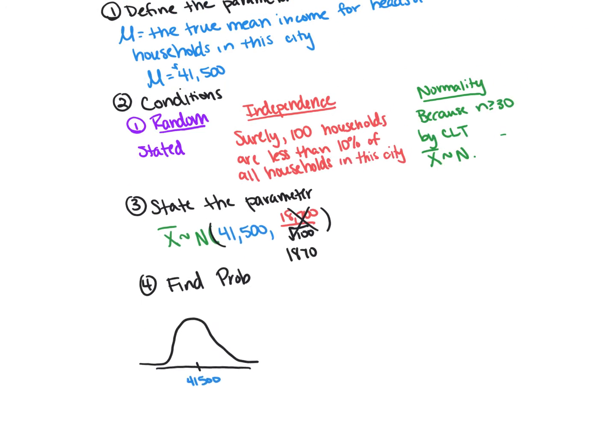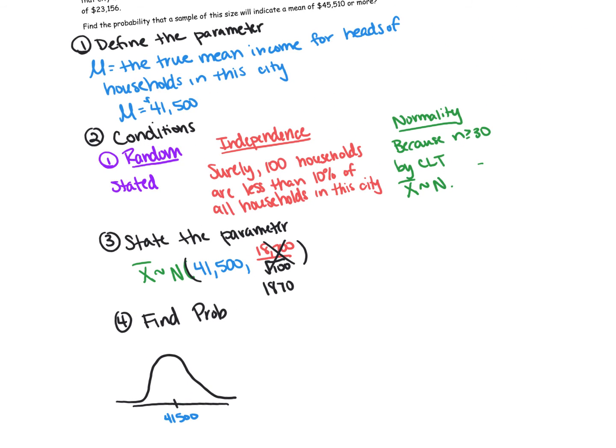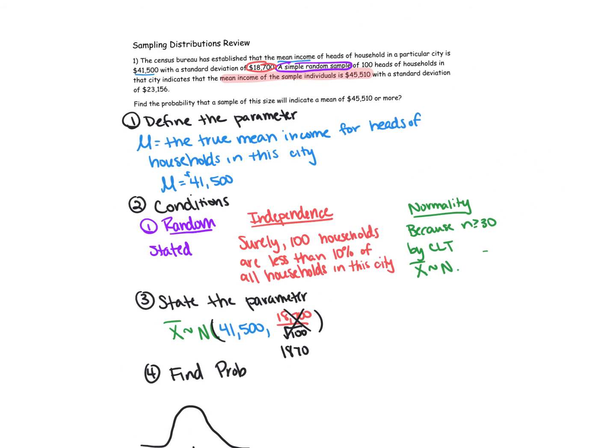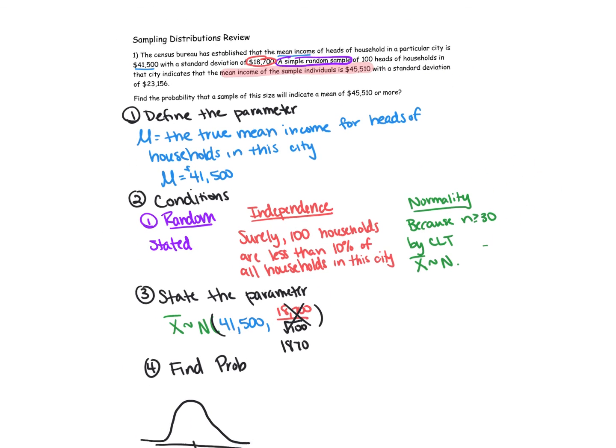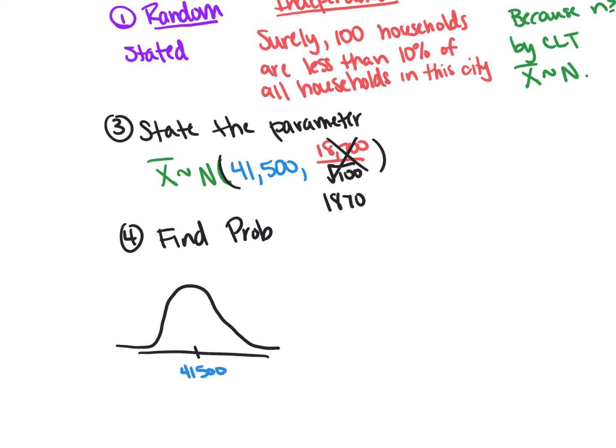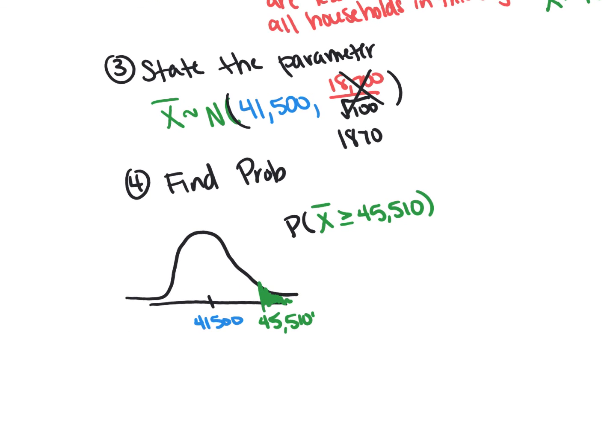Well, they asked about an x bar that indicates the size of the mean will be 45,510 or more. So I want to find the probability of getting an x bar that is greater than 45,510 or more. That falls somewhere out here. And when I do this, "or more" means shade to the right, so I'm going to shade this to the right. And in my calculator, I'm going to use the function normal CDF.